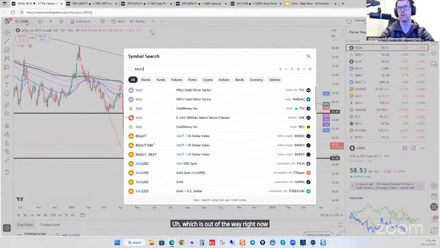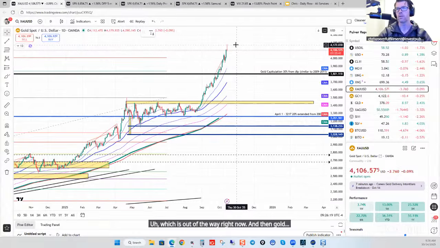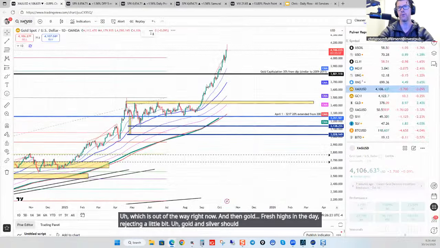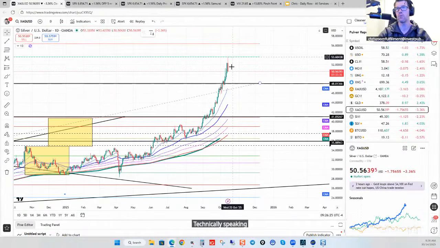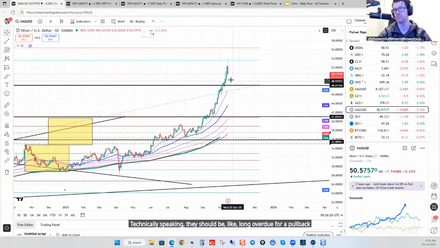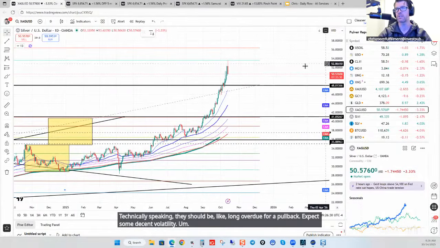And then gold, fresh highs in the day, rejecting a little bit. Gold and silver should be due for a pullback. Technically speaking, they should be long overdue for a pullback. Expect some decent volatility. I wouldn't be shocked to see a double-digit correction on gold and silver.